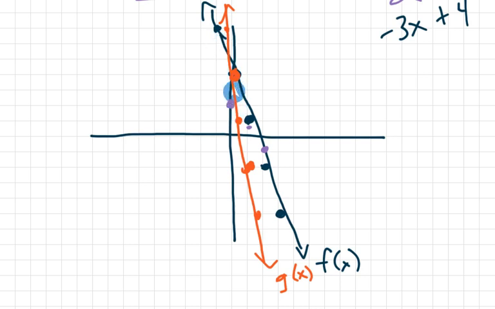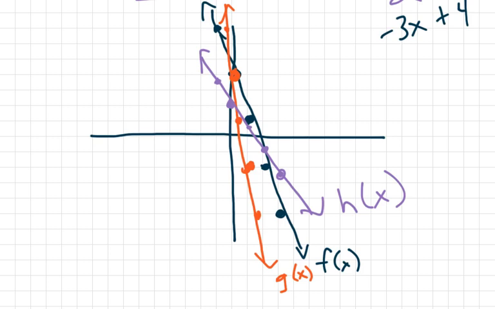This point, let's see, so this was 4, 5, 6, 7. So half of 7 is 3.5. So 1, 2, 3.5 is there. Okay, and then we got this point right here, 1, 2, 3, 4, 5 units away. So half of that is 2.5. That would be right there. And we can draw our graph. We're getting closer to the x-axis. This is h of x.